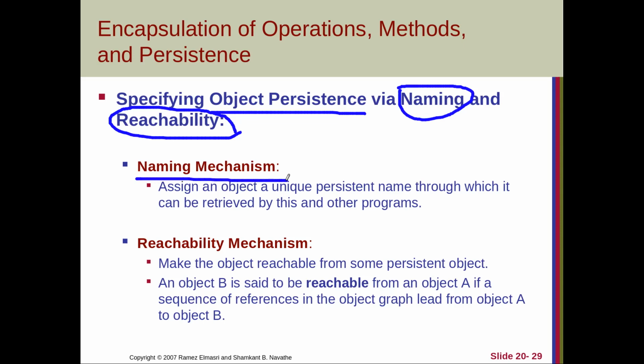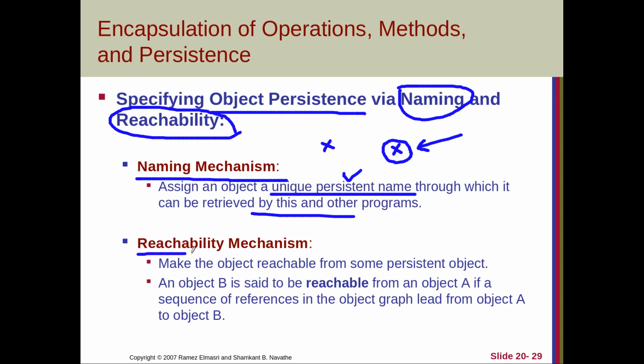So what is this naming mechanism? In the case of the naming mechanism, we will provide a unique persistent name for every object. So every object will be assigned a unique persistent name through which it can be retrieved by this and other programs. For example, X is the name of an object, and we are assuming that this is the persistent name. We are giving a permanent name to a particular object, and by using this X, every time we can access this object by using the name X. A permanent name is given for a particular object, and directly by using that object name we can refer to this particular object.